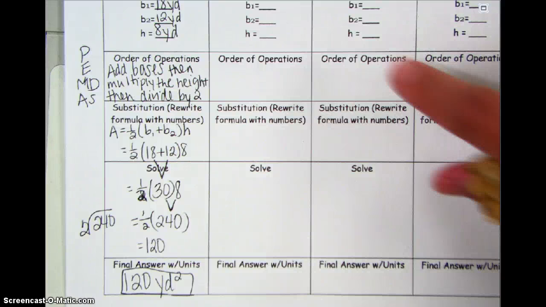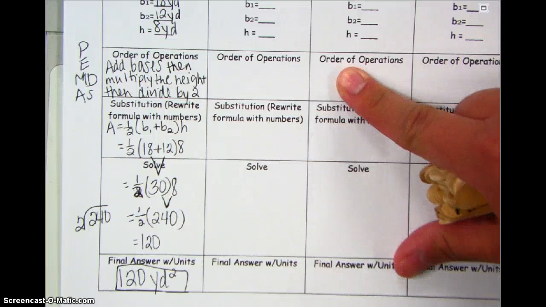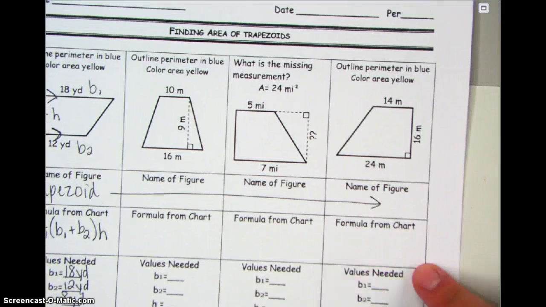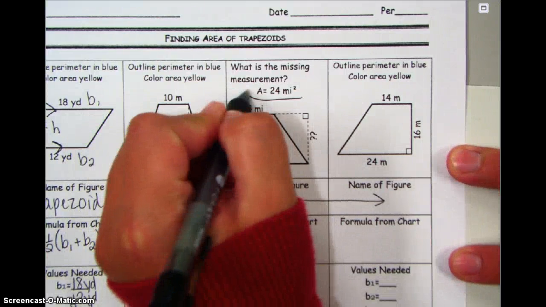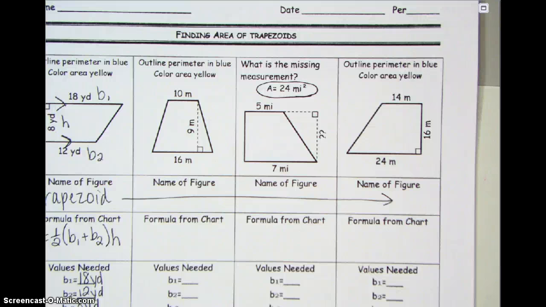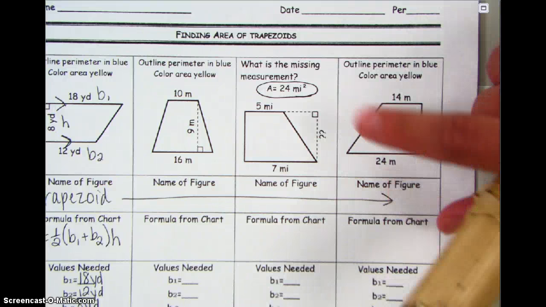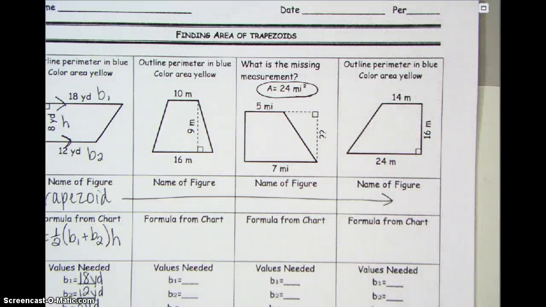Okay, let's go to the third one now. We're going to skip to the third one. On this one, it says, what is the missing measurement? So again, just like we were working backwards with triangles and parallelograms, we're going to have to work backwards with trapezoids. So we were given the area of 24 miles.